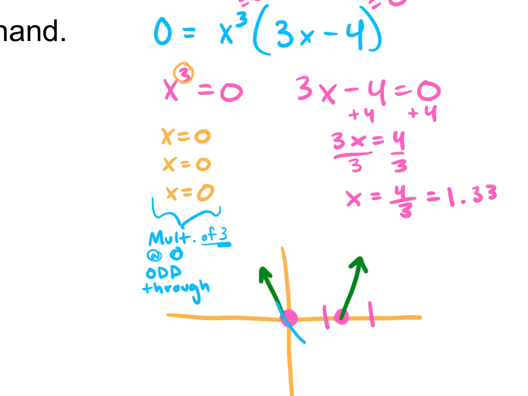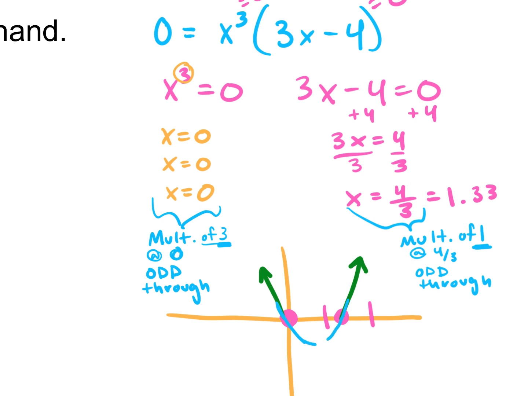Now our other point was at 4/3. How many of them do we have? How many 4/3 do we have as an answer? 1. So we'd have a multiplicity of 1 at 4/3. Would 1 be even or odd? Odd. And if we have odd multiplicity, do we touch and turn or go through? We go through. So at the point 4/3, we're going to go through that point.